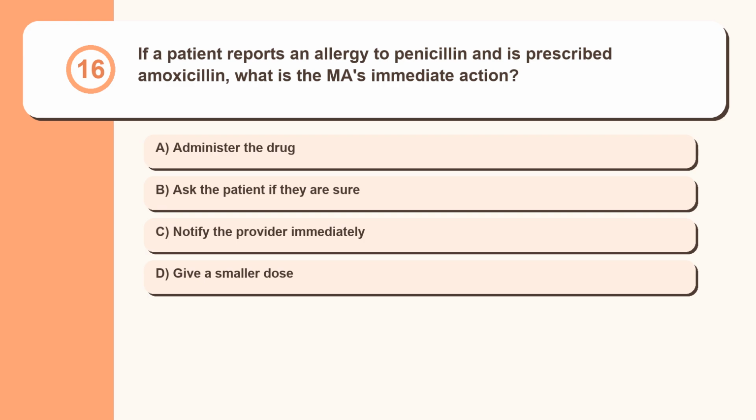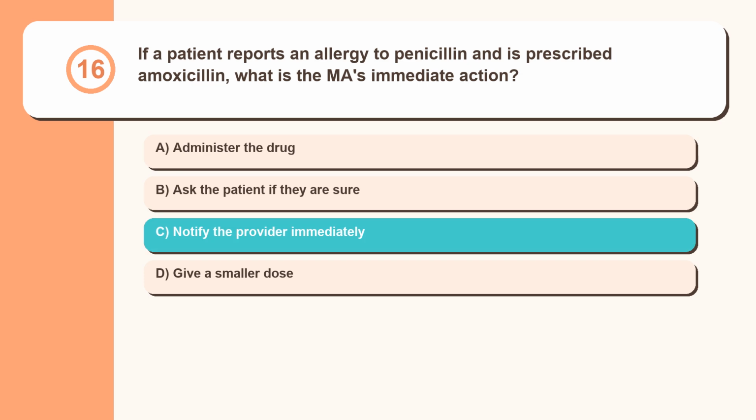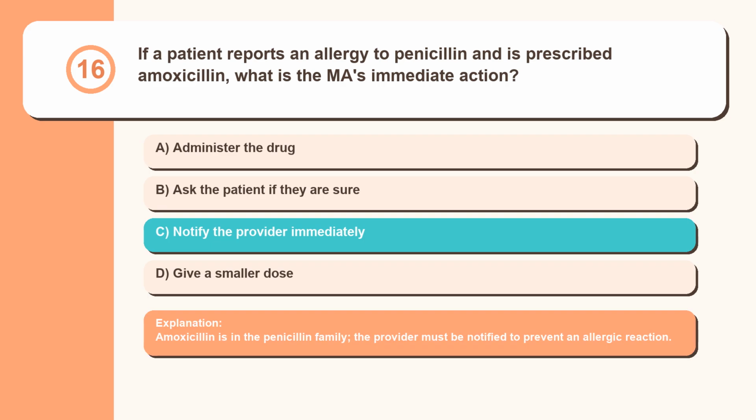Question 16. If a patient reports an allergy to penicillin and is prescribed amoxicillin, what is the MA's immediate action? Administer the drug. Ask the patient if they are sure. Notify the provider immediately. Give a smaller dose. Amoxicillin is in the penicillin family. The provider must be notified to prevent an allergic reaction.